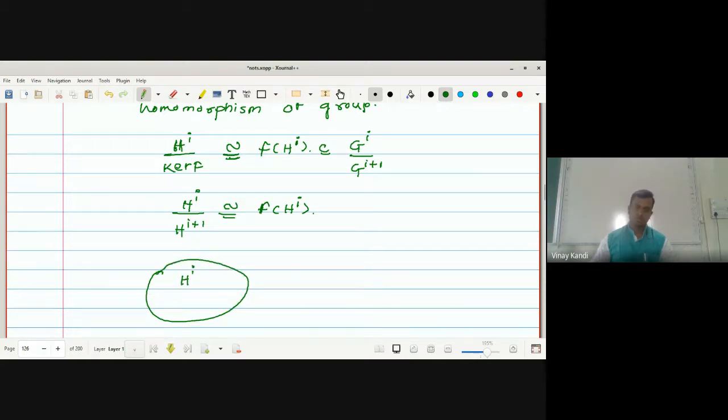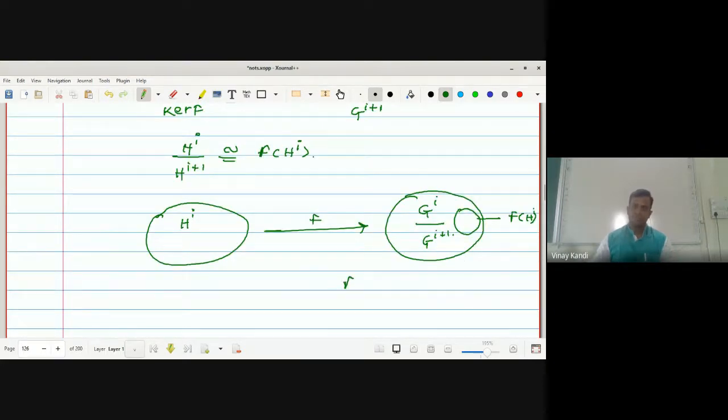This one is the function. What is the codomain? G raised to i upon g raised to i plus 1. Somewhere here comes this subset f of h raised to i. Now look at it, f of h raised to i. If this one is a group, this one is a group, and f is a homomorphic function, then the image of this group h raised to i, that is f of h raised to i, is a subgroup of what?